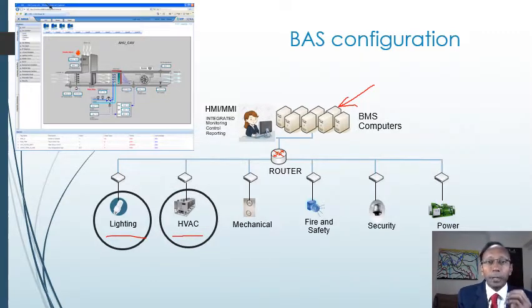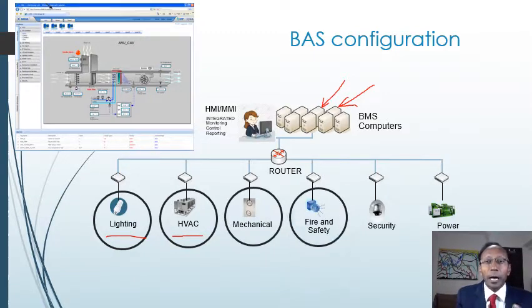HVAC stands for heating, ventilation and air conditioning, which consists of the chiller, the air handling units, the fan coil units, and the variable air volumes, and finally the servers that control the entire air conditioning system. So we have other subsystems such as mechanical system for pumping water, gas supply, etc. And one of the most critical components in any big building is the fire and safety.